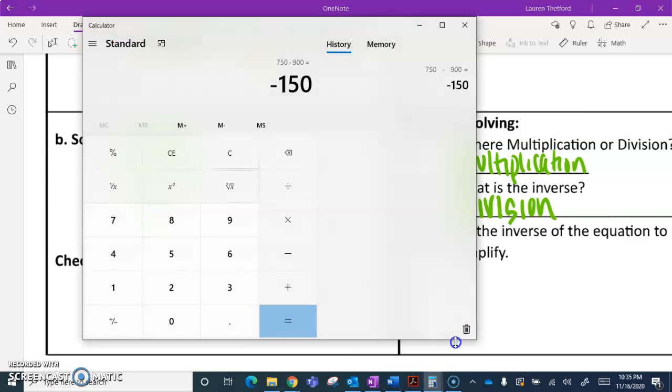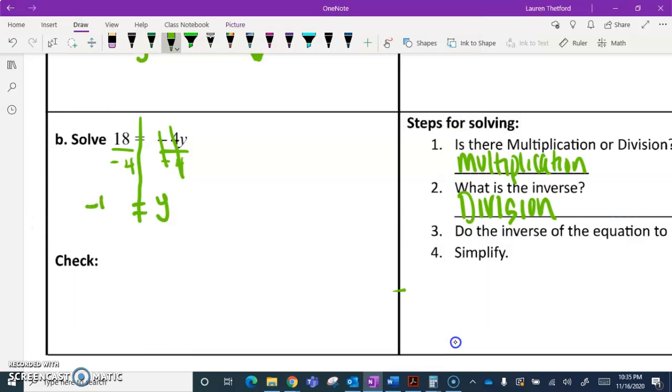So 18 divided by 4, and then we hit that negative sign, and I get -4.5. That makes sense because a positive divided by a negative gives me a negative.